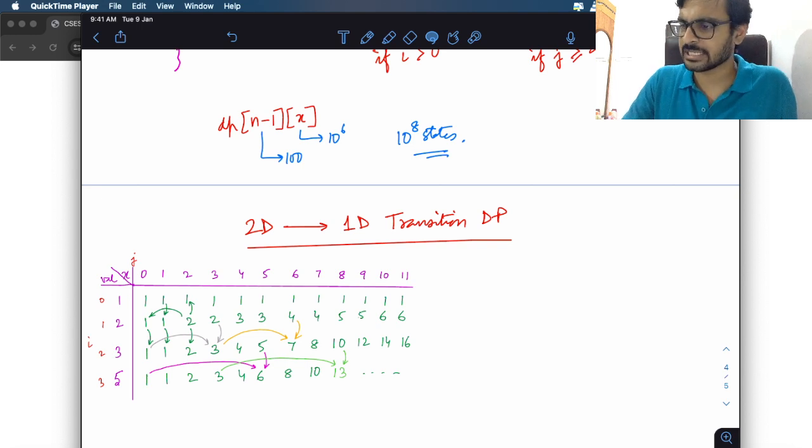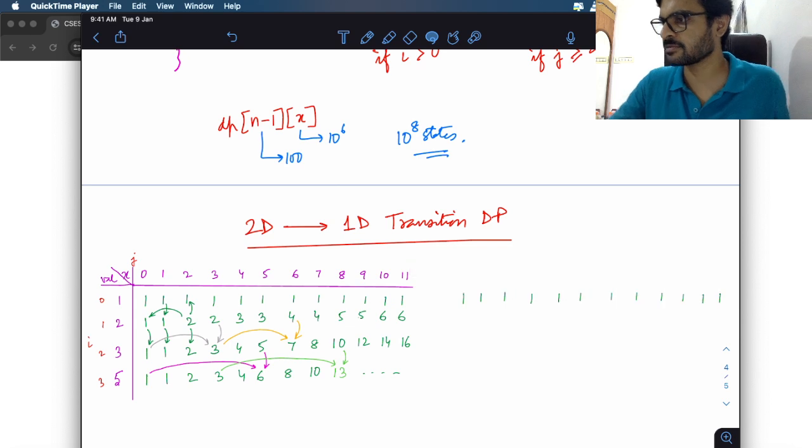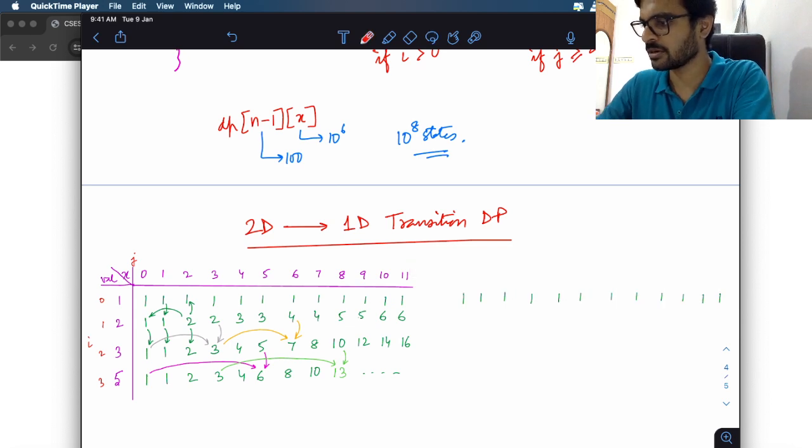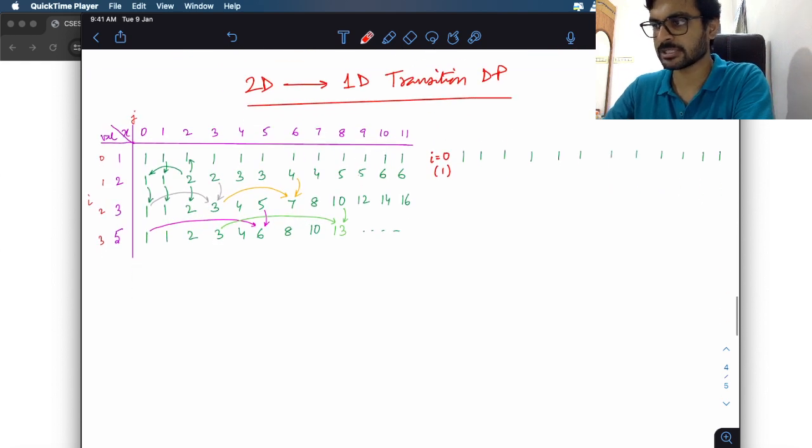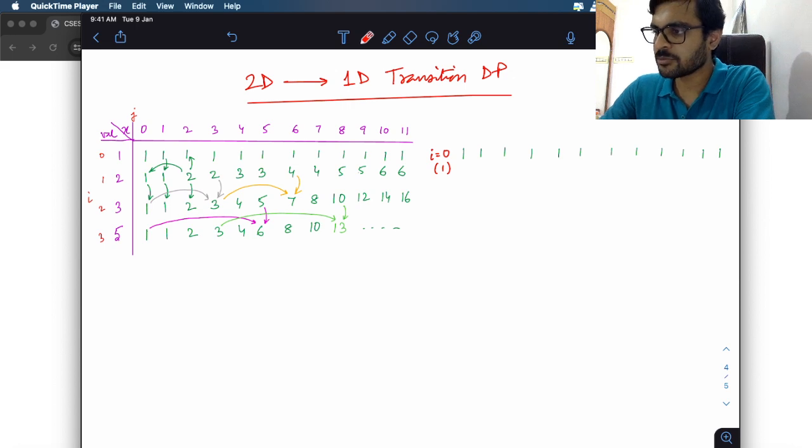How can I do it? Let's see that. So for the first row, I know that this is my answer. This is for I equals to 1, or I equals to 0, let's say. I equals to 0, for which the answer is, the value was 1. Value, that is the coin's value, was 1. Now I come to I equal to 1, and I'm having the value 2 over there.